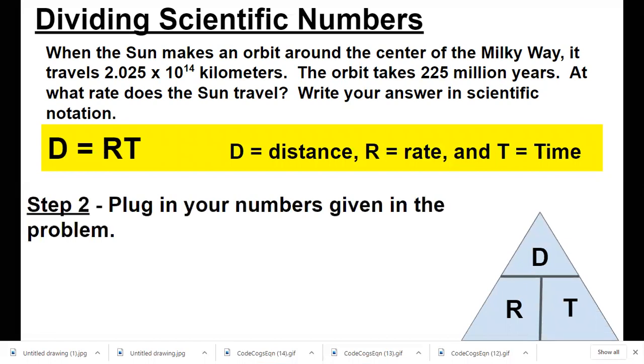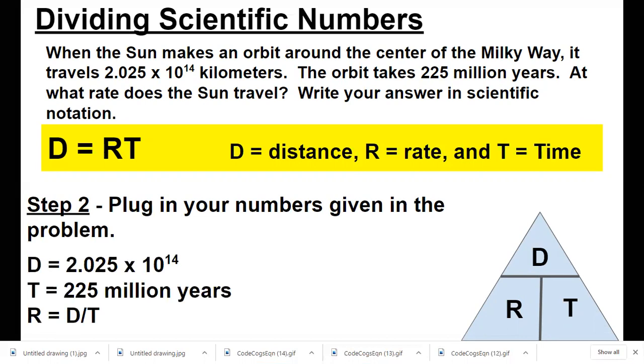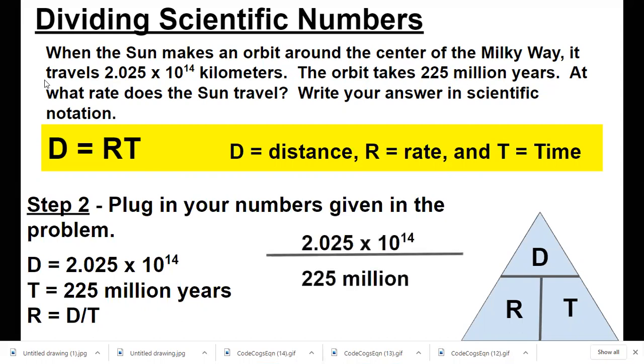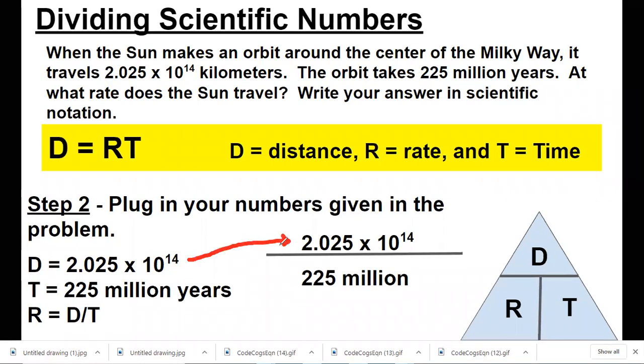We're going to plug in the numbers given in the problem. So we're going to put D on top, and we're going to put T on the bottom. D divided by T: 2.025 times 10 to the 14 divided by 225 million. So there it is. 2.025 times 10 to the 14, that's your distance, that's your D. Your T is 225 million years. So there's your distance and your time.